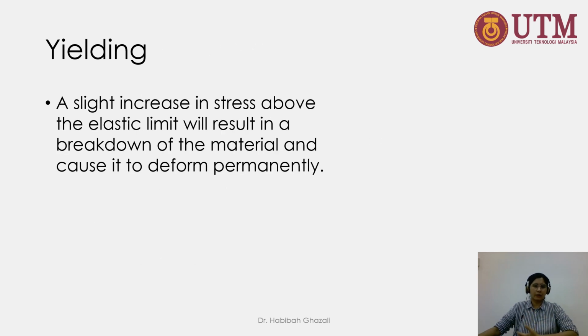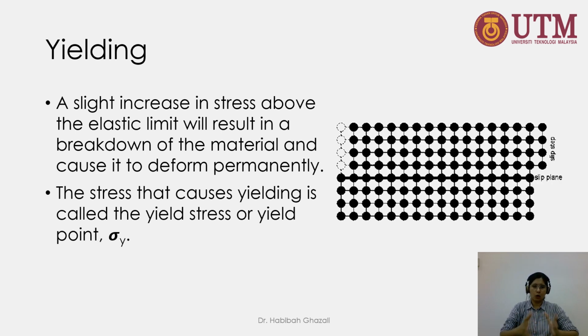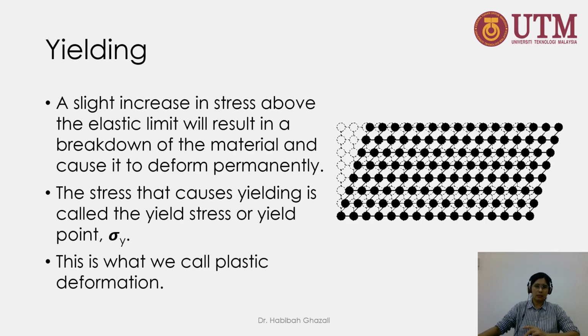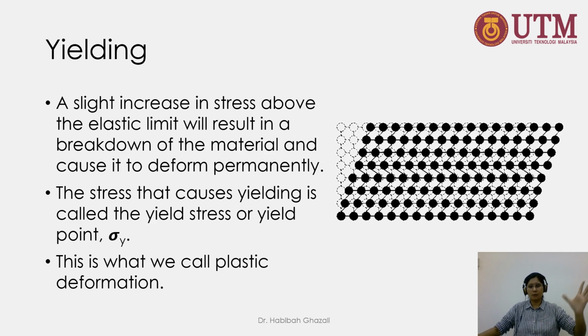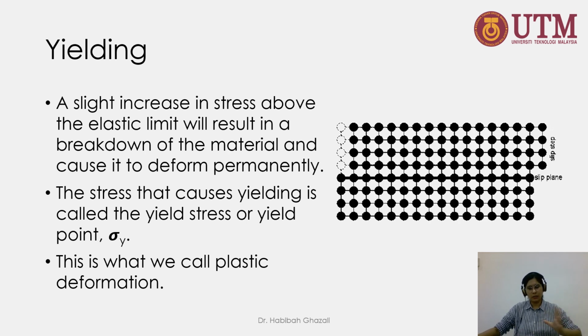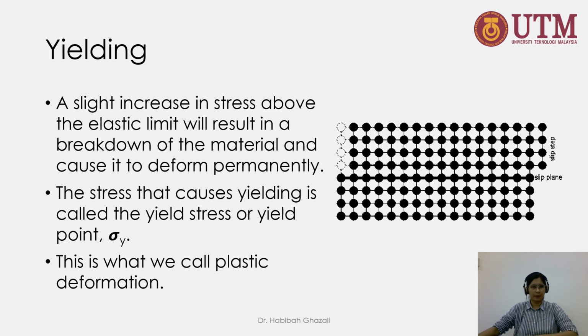A slight increase in stress above the elastic limit will result in breakdown of the material, and it will cause it to permanently deform. This stress that causes yielding is what we call the yield stress. This is the point where the material will deform plastically, and even after you remove the load, the material cannot go back to its initial state. This is where plastic deformation happens.